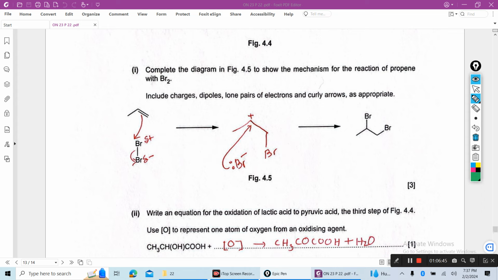This bromine becomes delta minus, this bromine becomes partially positive. The pi bond gives electrons to this bromine and attaches to this carbon, so this carbon becomes positive. Second step, to this positive carbon, this bromide ion is added. You will get the product.